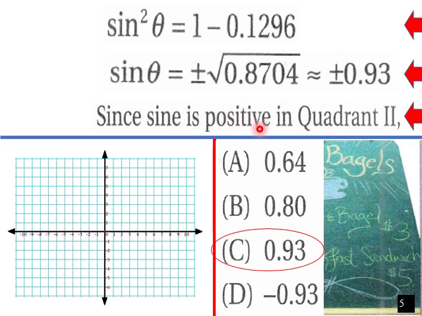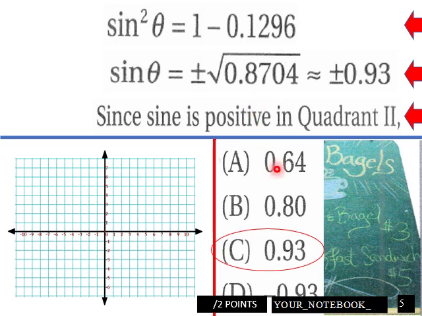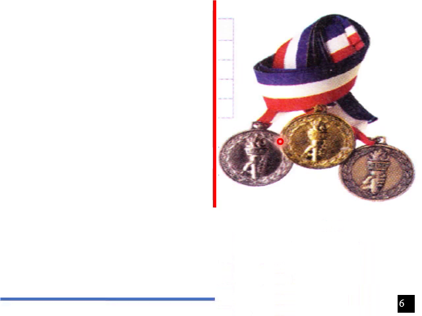Since sine is positive in quadrant 2, which should be over here, sine would be positive because your y values here are positive. 0.93 would be the solution for that trig equation.